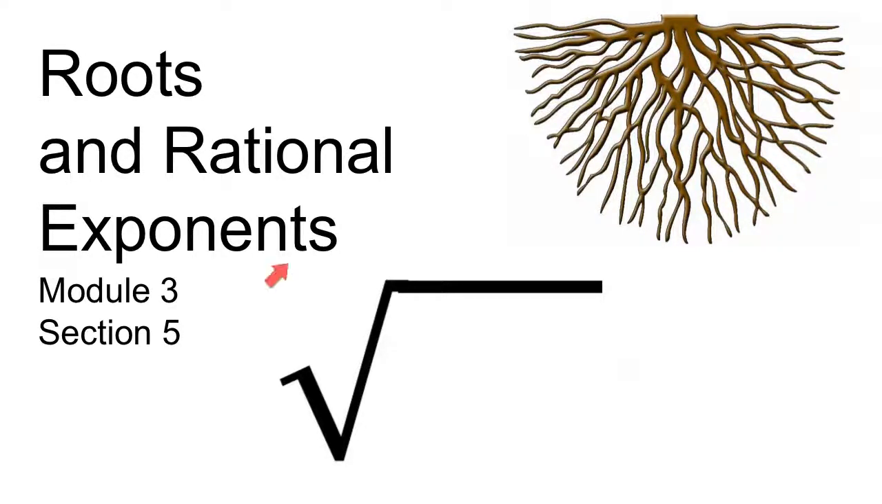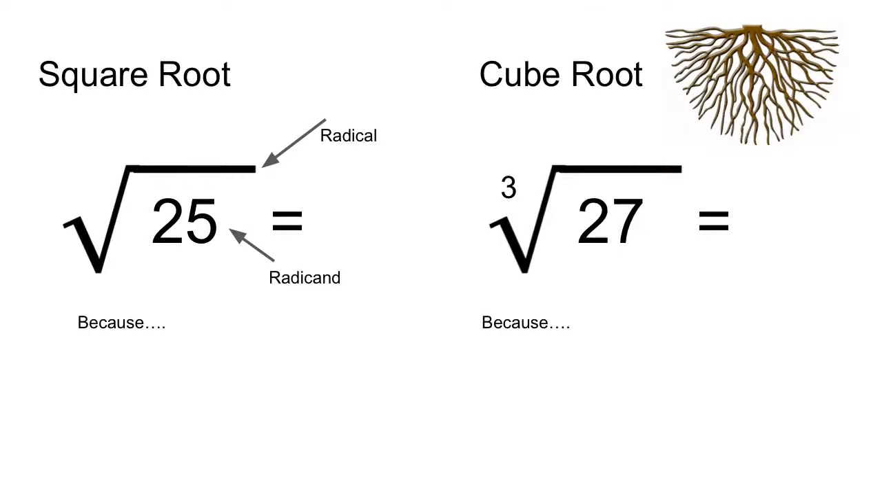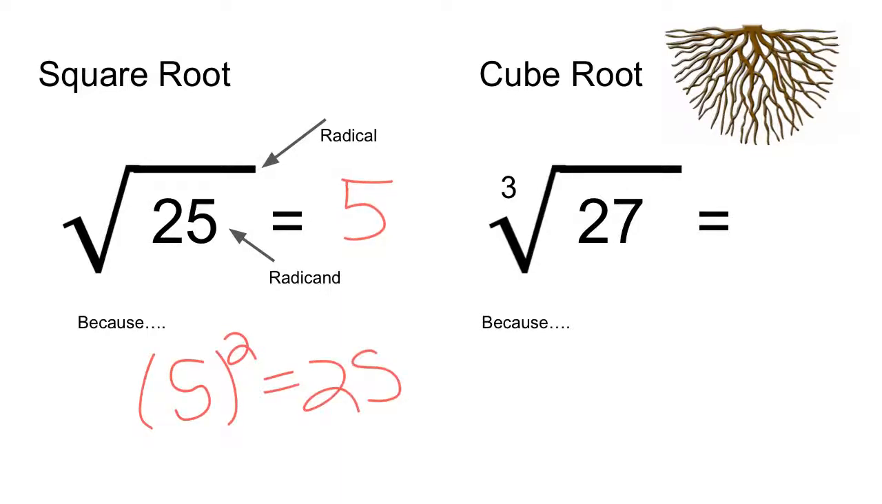In Module 3, Section 5, we talk about roots and rational exponents. For example, here we have the square root of 25. This symbol right here is called the radical, and the number underneath is the radicand. Now the answer to the square root of 25, most of you know, is 5. And the reason is that 5 squared is 25. So the square root is really how we undo squaring. It's called the inverse operation.